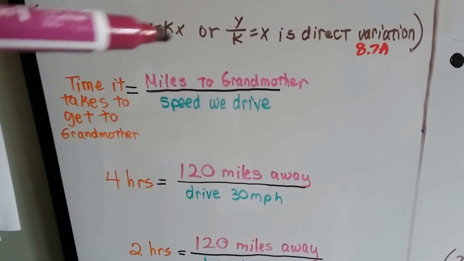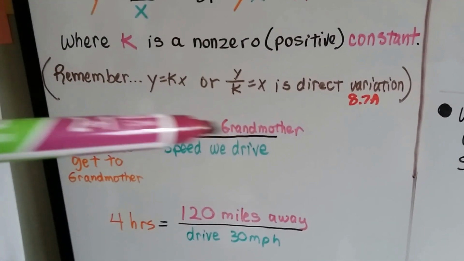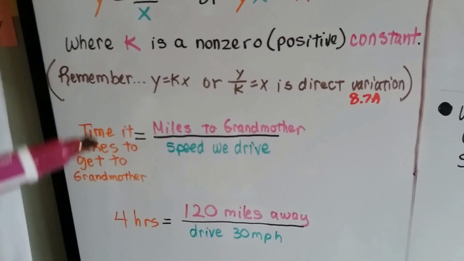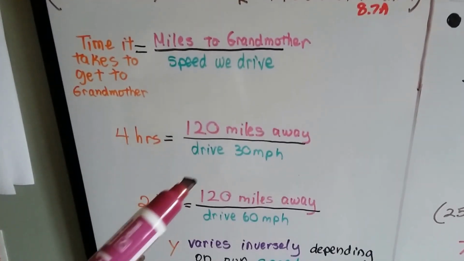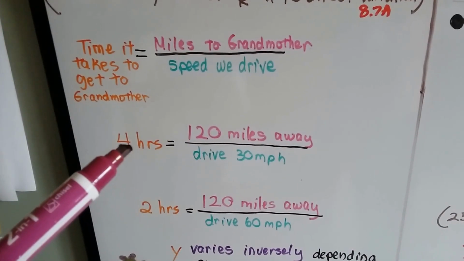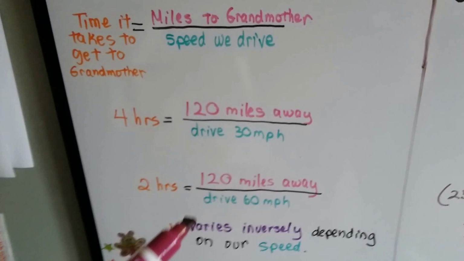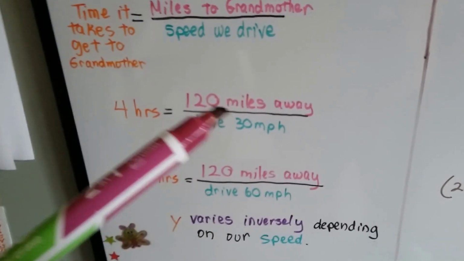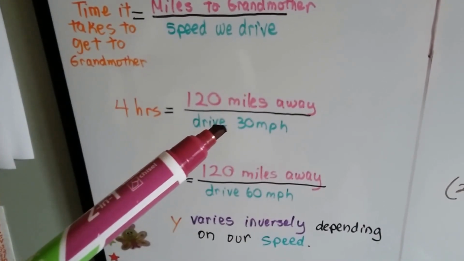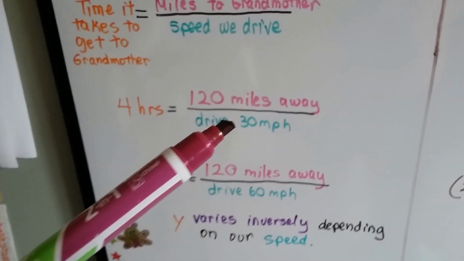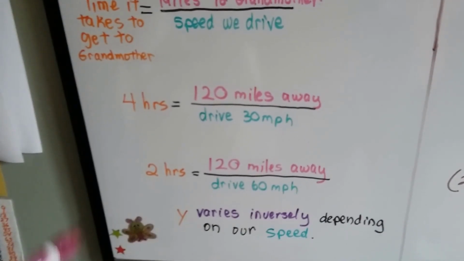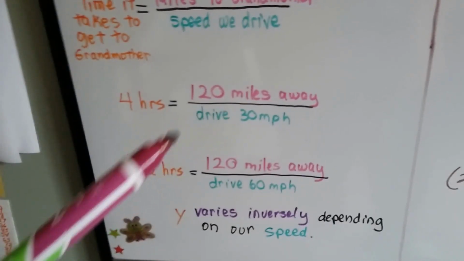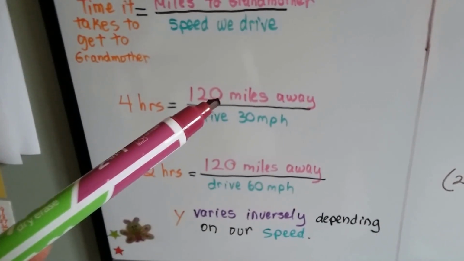So think of it this way. If k is your miles to your grandmother and x is the speed that we drive, it's going to equal how long it's going to take to get to the grandmother. If the grandmother is 120 miles away and we drive 30 miles per hour, then it's going to take 4 hours. If the grandmother's 120 miles away and we drive 60 miles per hour, now we're going faster, it's only going to take 2 hours. So it varies inversely depending on this value for x. As this increases, this decreases. See? Inverse means opposite, right? So that's what's happening. It depends on this value in the opposite way. As this goes up, this goes down.